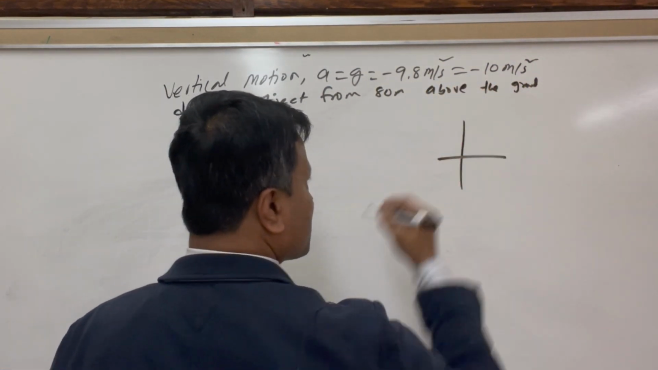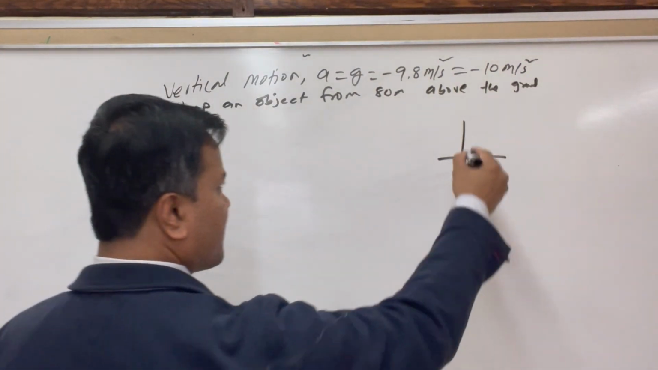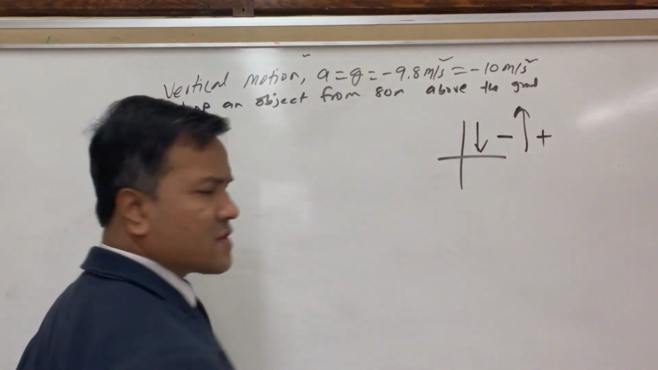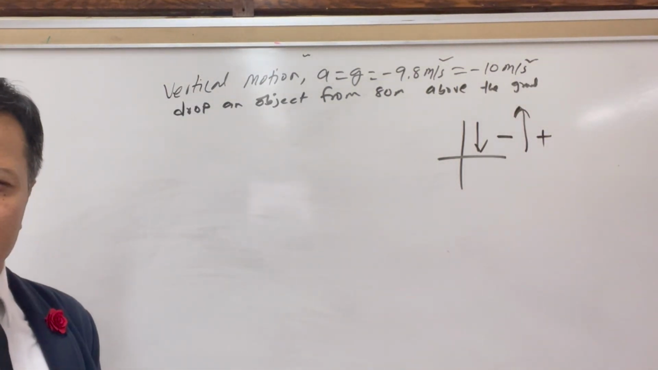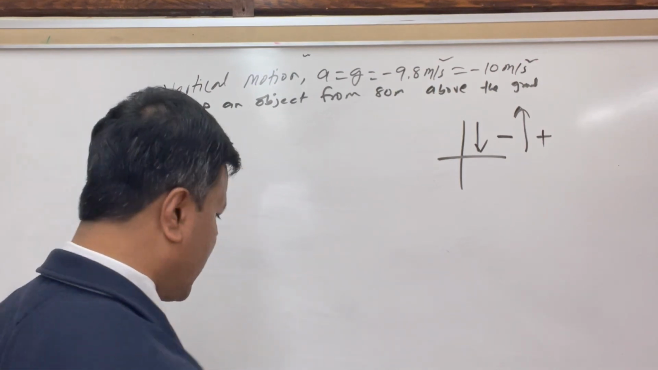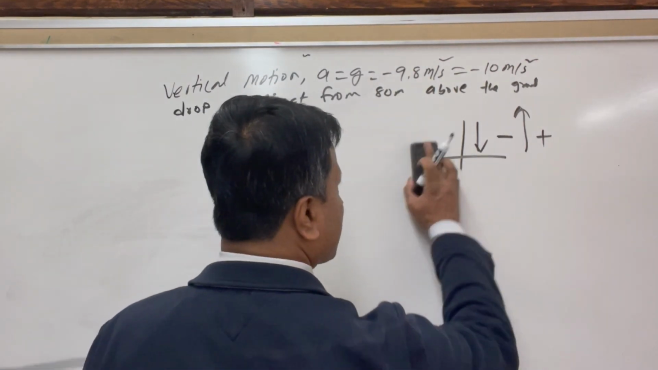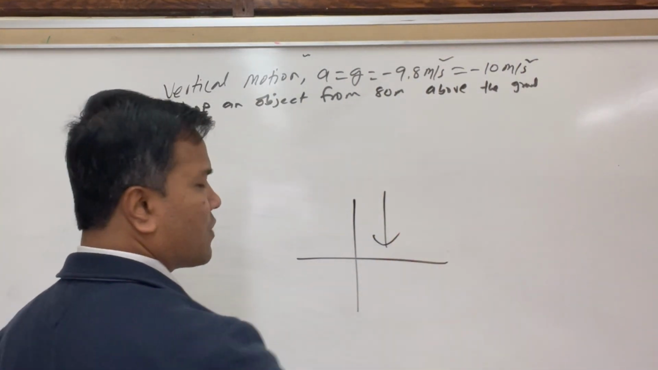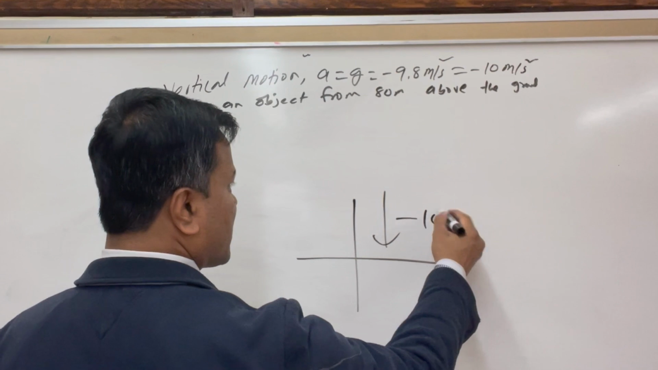Okay, so let's do some convention. If anything falling, then it's negative. If anything moving up, then it's positive. Okay, that's the convention. Anything falling, negative. Anything moving up, positive. Okay, so you're going to use this convention to do our math. The gravity is a downward arrow. That's why we call it negative 10.